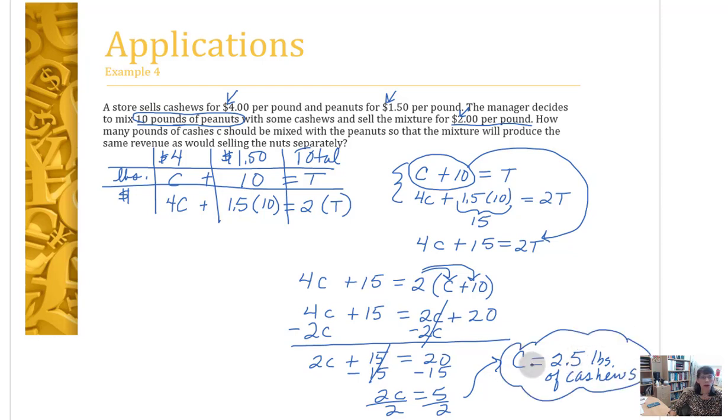Now we also need to figure out what the total number of pounds is. So I'll go back to that first equation. C plus 10 equals T. We know that C is 2.5 pounds added to 10 pounds to make the total number of pounds. It looks like 12.5 is the total number of pounds in that mixture. So we've solved for both of our variables now.